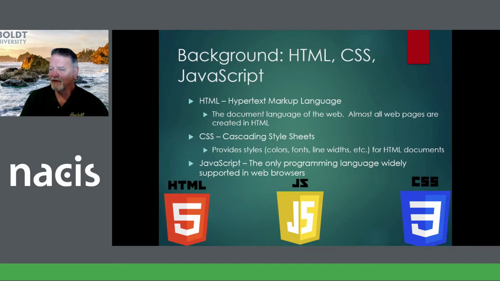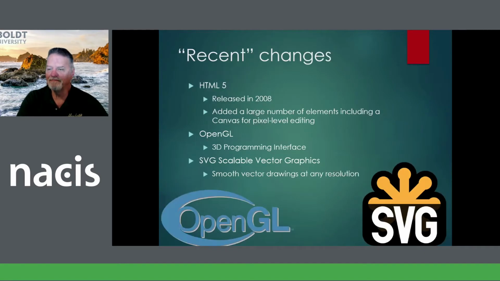HTML is hypertext markup language. It's the language that almost all documents of the web are created with. CSS, or cascading style sheets, provides the control over colors, fonts, line widths within HTML documents. And then JavaScript is the only programming language that's widely supported on web browsers now. And it provides a lot of the interactive capability and the animations that we love so much on the web.